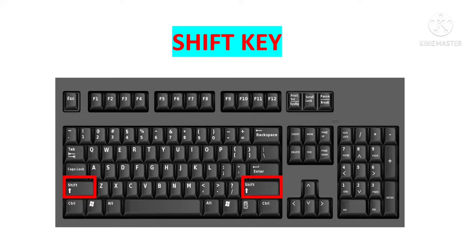Now next is the shift key. The shift key is used to type the special symbols and punctuation marks present on the upper part of the keys. It is also used to type alphabets in capital letters when the caps lock key is turned off. Students, so there are two uses of the shift key. One is to type the symbols and punctuation marks, and the other use of the shift key is to type in capital letters. Okay, so let's see it practically.